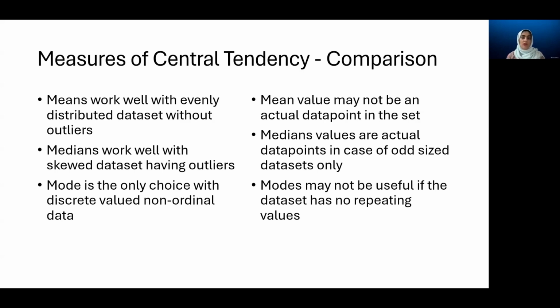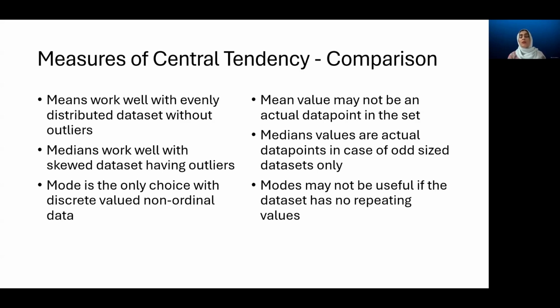The second point, which is mean value, may not be an actual data point in the data set. We've seen that. We've established that already. Although it does not make a difference, it's only that you need to be aware of this. So as we calculated in our first example, 14.533 as the mean of the scores of 15 students in a quiz, this 14.533 was not an actual data point in your data set.